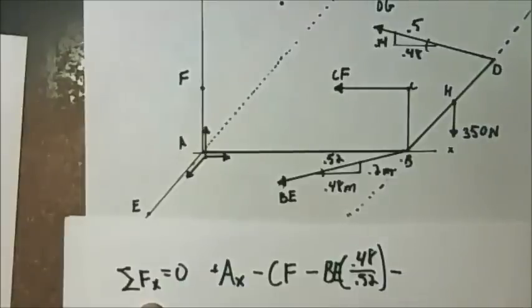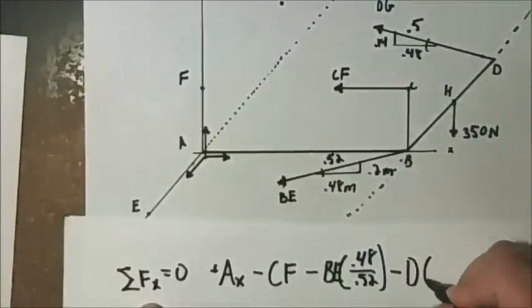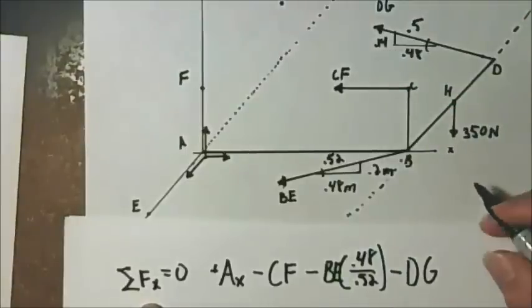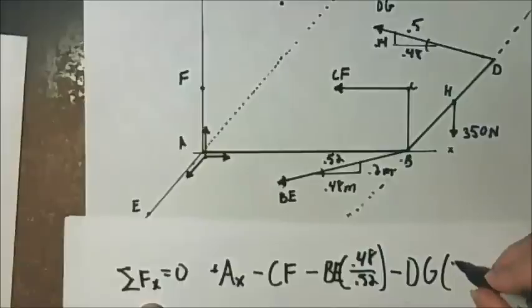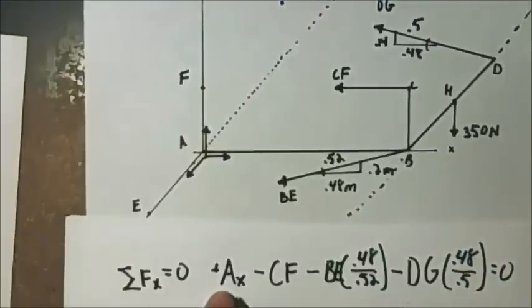And then we have the DG component. The x component here is going in the negative direction, negative DG times the cosine, which is 0.48 over 0.5. Since we already know what CF, BE, and DG are, you should be able to solve this to find that AX is equal to 2100 newtons.